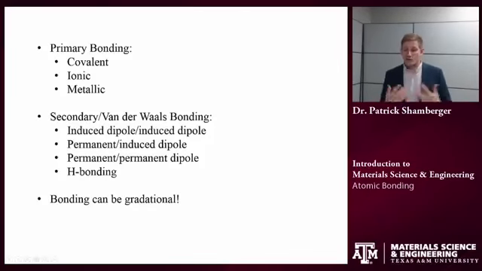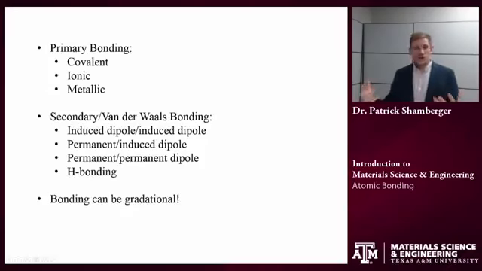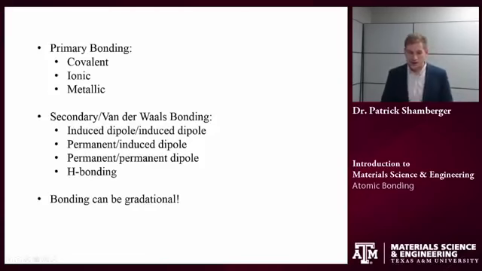Additionally, we have secondary or van der Waals bonds. This could be between induced dipoles, between two nonpolar molecules. This could be between a permanent dipole and an induced dipole, or between two molecules with permanent dipoles. Hydrogen bonding is a specific case because when there's a hydrogen atom and it bonds to something like nitrogen or oxygen, it almost always leads to a very strong dipole in the system. So those can form a little bit stronger, but still much weaker than the primary bonding bond strengths.